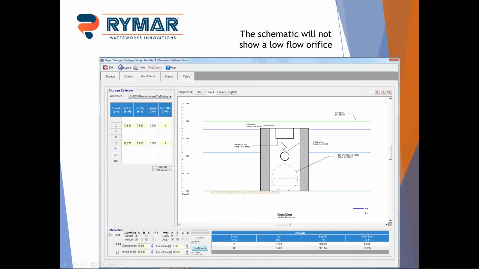So once you build the structure, it looks like this. Normally you'd see a low flow orifice at the bottom. In this case, we don't have that because that's our user defined. We have our 6-inch hole just under 2 feet off the bottom, and then our rectangular weir about 3 feet, and then our riser at 3.6 feet.